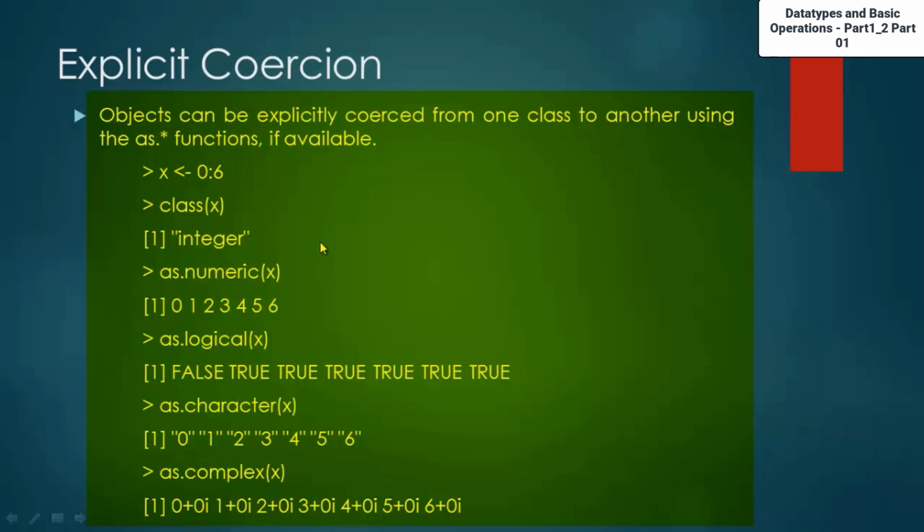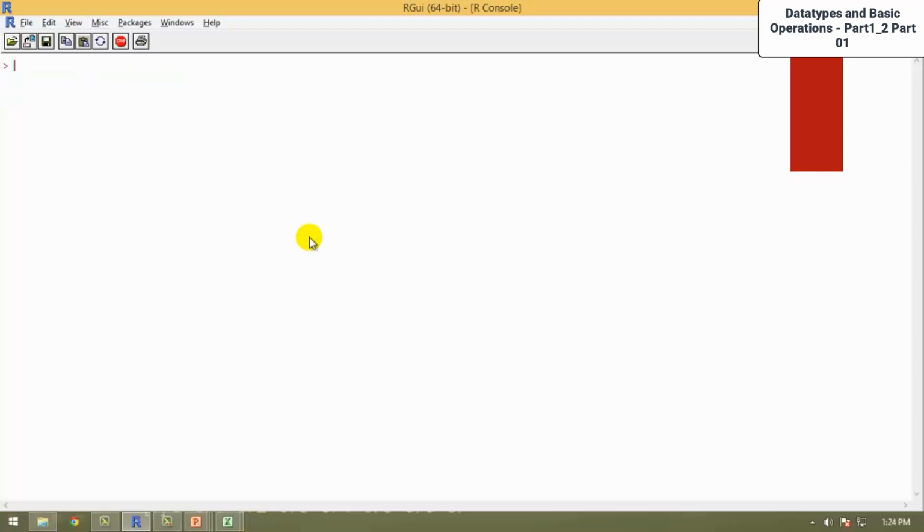An object can be explicitly coerced from one class to another using the as.star functions. The star defines what you want to convert to. For example, Control L will clear the screen. I am adding an integer value to x. Now class of x will tell me what value is there. It's a numeric value. I've added a numeric value to x, and the class of x is giving me that 1.6 is numeric.